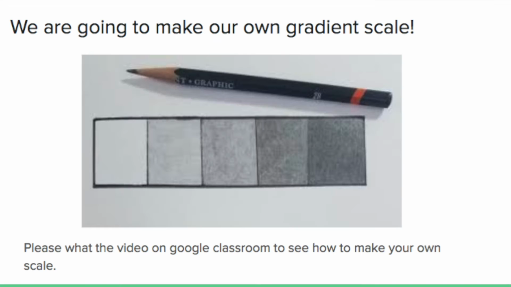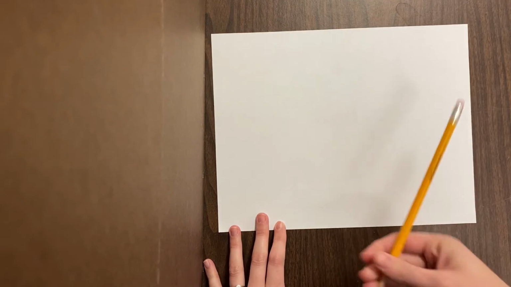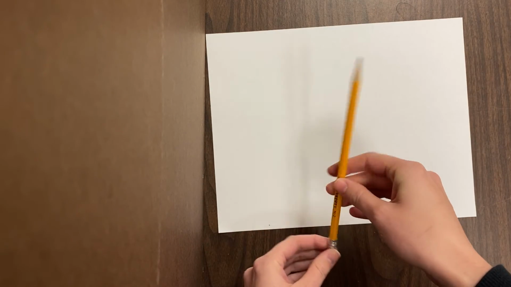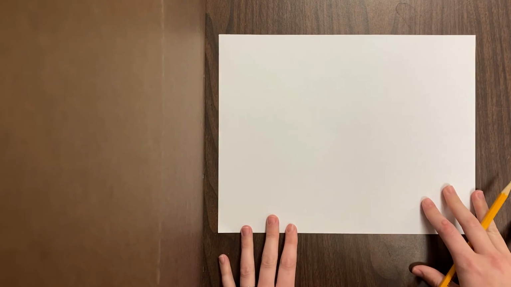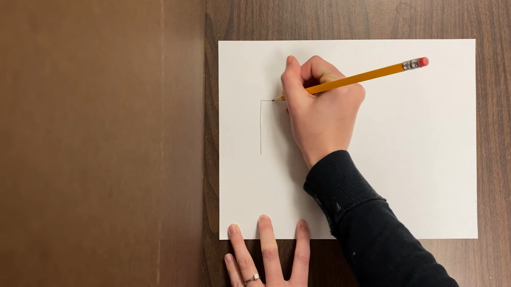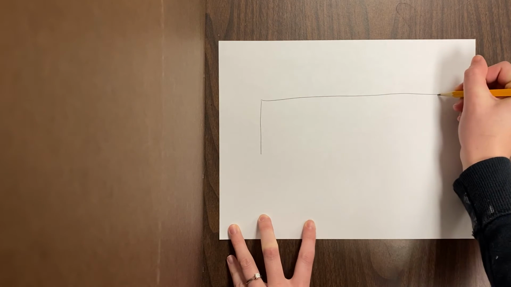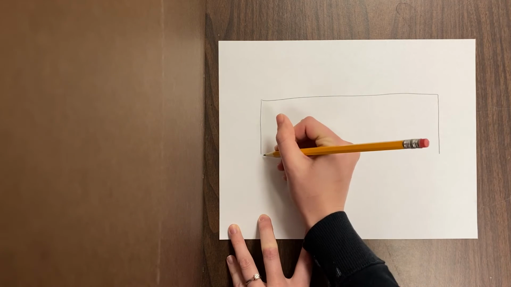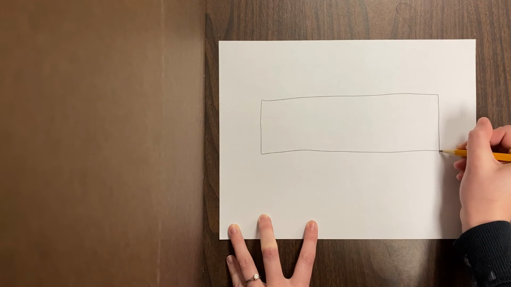We are going to be using our pencil for today's assignment. We're going to make our very own gradient scale. And here's how we're going to do it. You're going to need a piece of paper and a pencil. That's all you need. So once you have your paper and pencil, you are going to draw a rectangle in the middle of your paper. It doesn't have to be perfect. You can use a ruler if you like.